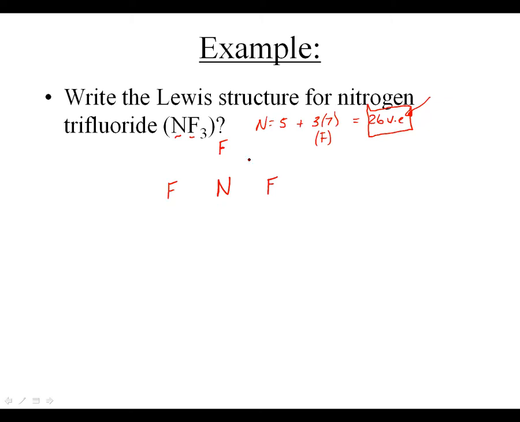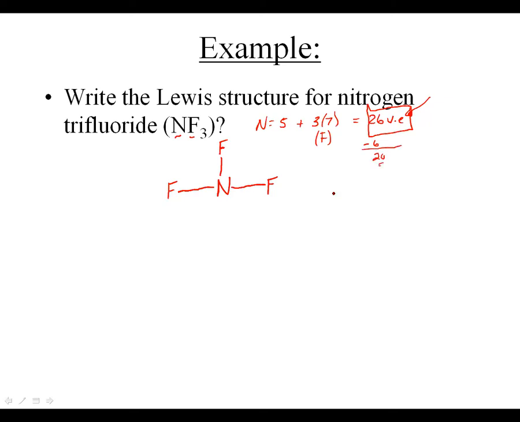Once we have our logical arrangement, this is our skeletal structure. The next thing that we want to do is just make one single bond between the center atom and each of the outside atoms. And at this point, we have now used 2, 4, and 6 electrons. So if we subtract that 6 off from our total, that leaves us 20 electrons still to go.